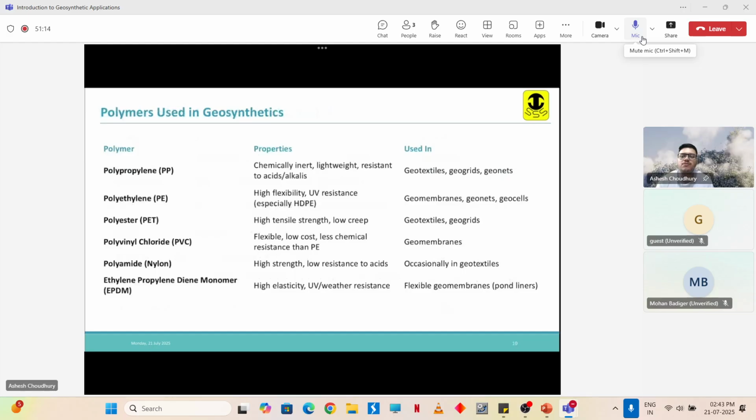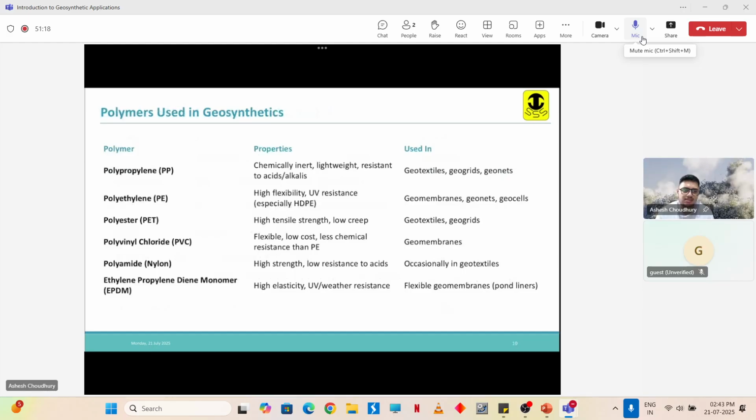So these are some of the polymers. As I said, please go through the textbook that I suggested, Designing with Geosynthetics. If you go to this textbook, you will be able to learn more about these things in a detailed way, and you should also try to remember which geosynthetic is manufactured with what kind of polymer.